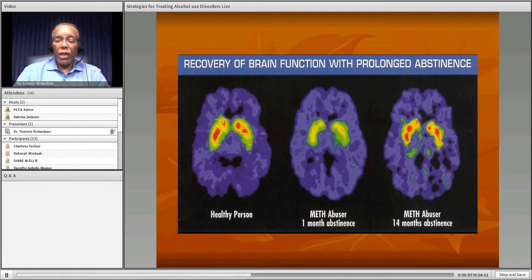And I think that's a huge issue to address with patients, especially if you have patients who have been in treatment and they return to your practice. You need to be able to let them know that it's going to take some time for the brain to come back to normal. Now, they may be feeling normal, but they are very susceptible to relapse during that period of time.